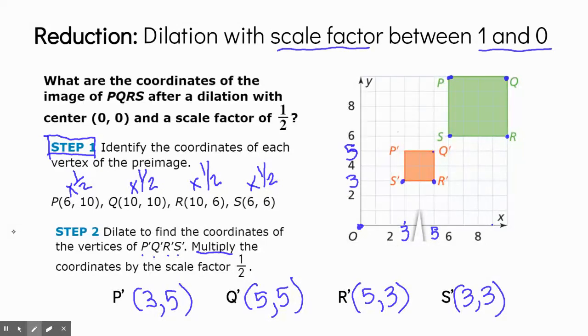This is one of those instances I was talking about where you have to watch to make sure this is a dilation. All of our vertices correspond, so P prime, P, Q prime, Q. They're all in the same location. So it has not been rotated or anything like that, but it has been dilated.